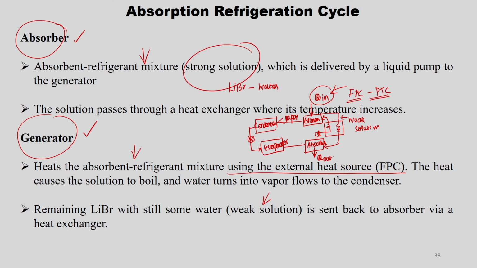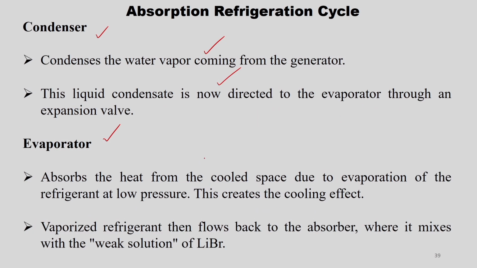So, from the evaporator the vapor is again generated and goes to the absorber. This is what happens in an absorption refrigeration cycle, which absorbs the heat from the cold space due to evaporation of the refrigerant at low pressure. This creates the cooling effect.